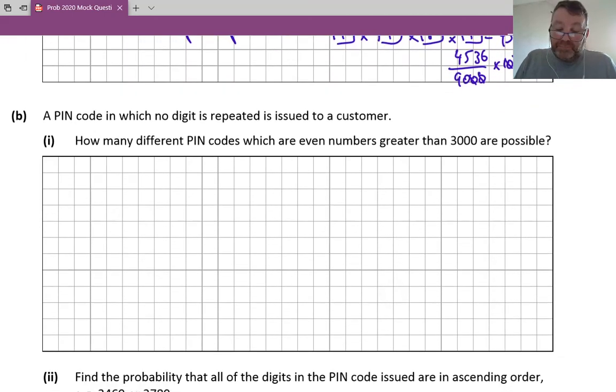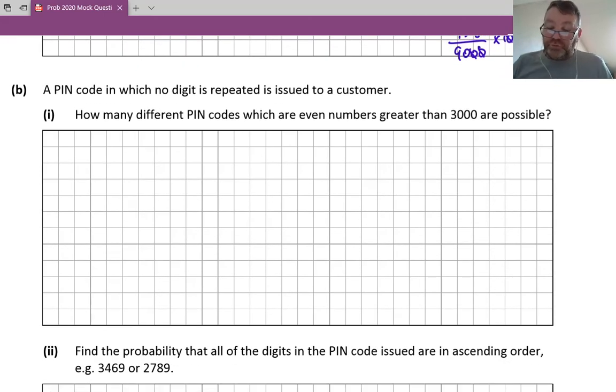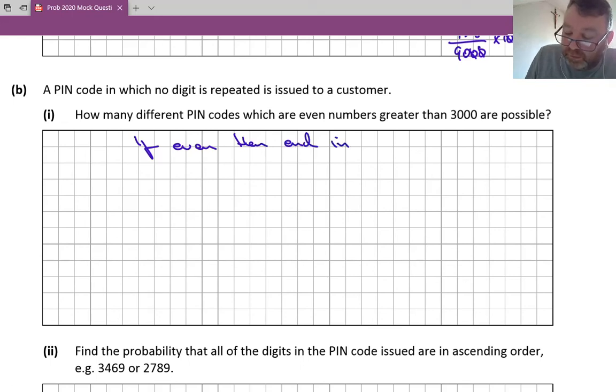Okay, part B. A PIN code in which no digit is repeated is issued to a customer. How many different PIN codes, which are even numbers greater than 3,000, are possible? Now, if they're even, they have to end in 2, 4, 6, 8, or 0.